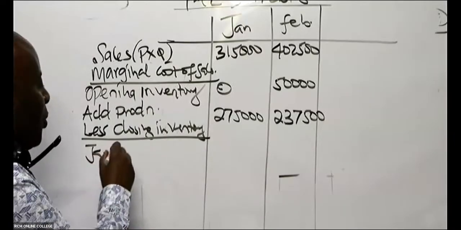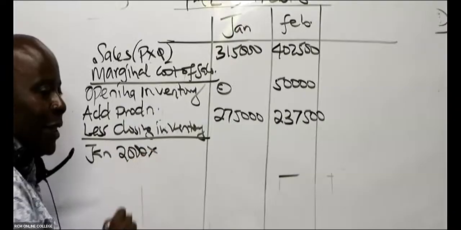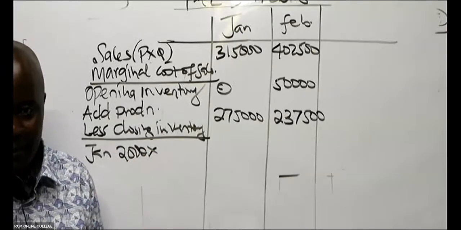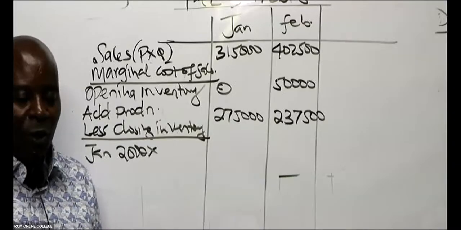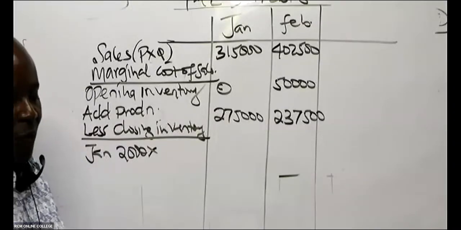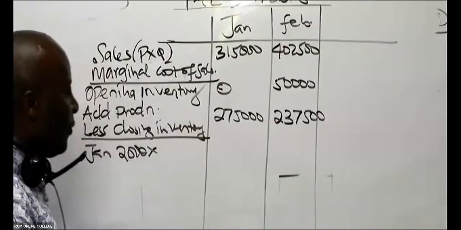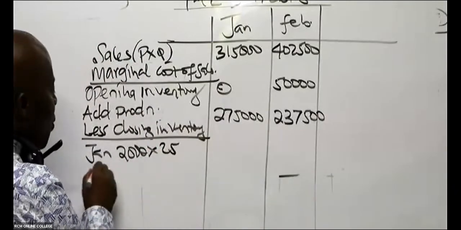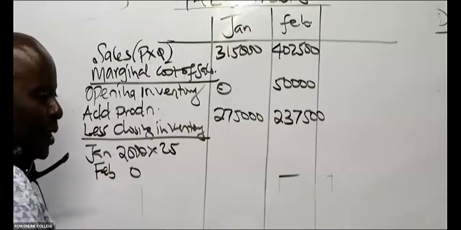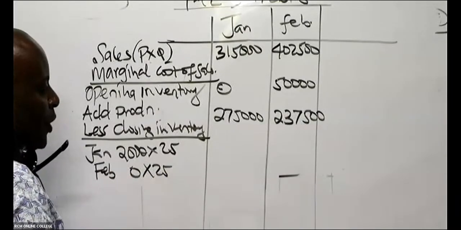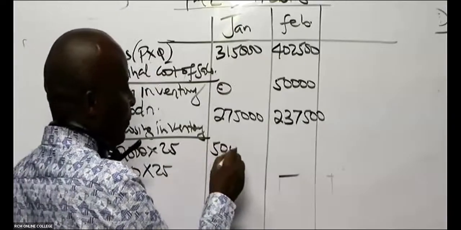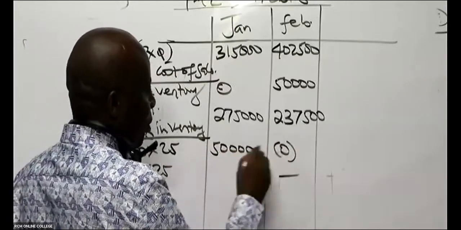2,000. January units were 2,000. At what rate? Remember, inventory and production, we normally value them at the same. And because you're using marginal cost, you're valuing this at 25. February, closing was 0, isn't it? Yeah, for revision, I can just say times 25. So then this gives me 50,000, right? This gives me 0. Remember, I'm supposed to subtract.